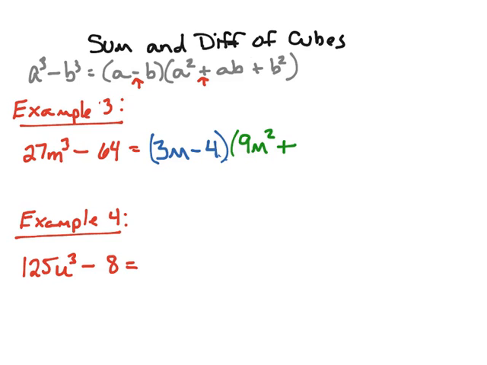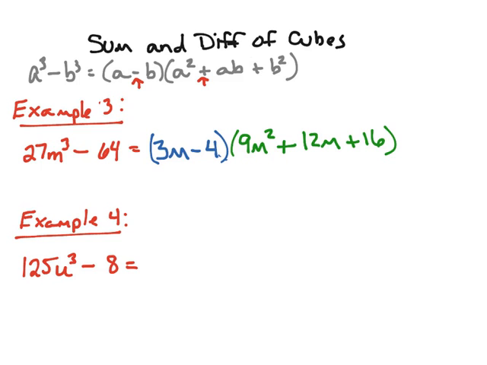To get the middle term, we're still going to multiply a times b. A is the 3m, b is our 4. If I multiply those two together, I get the 12m. And to get our last term, we're still going to need to take b and square it. So we're still going to take that 4 and square it, which is going to give us a 16. Therefore, the factors of 27m to the third minus 64 would be 3m minus 4 times 9m squared plus 12m plus 16.